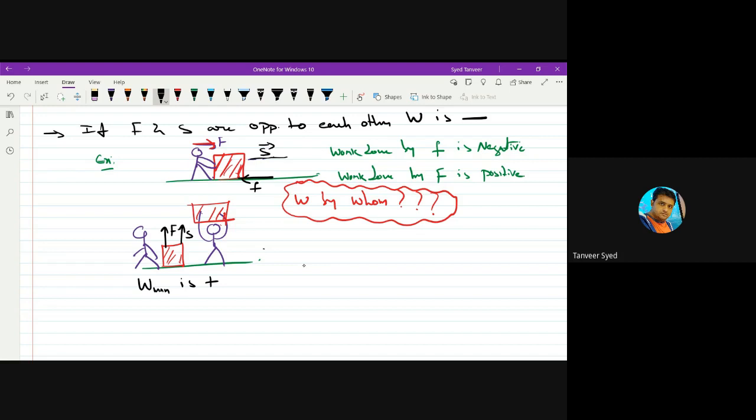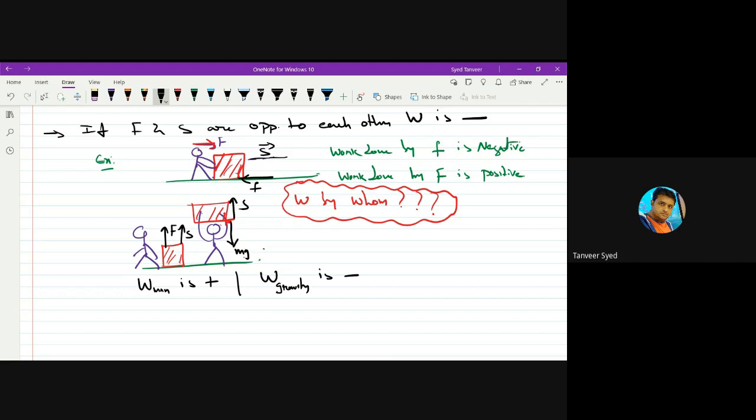Work done is positive. Work done by gravity is negative, sir. In the same situation, another force is also doing work. Which force? Gravity. Gravity is trying to pull the block down due to its weight mg, but the displacement is upward. So force and displacement are in opposite directions. That means work done by gravity is negative.